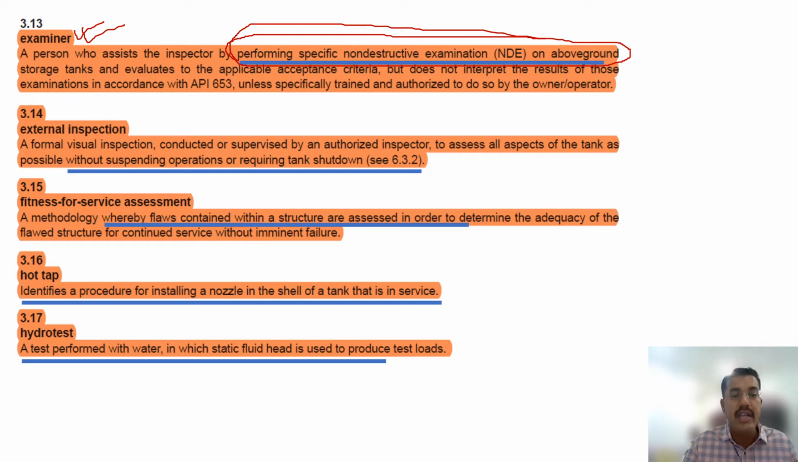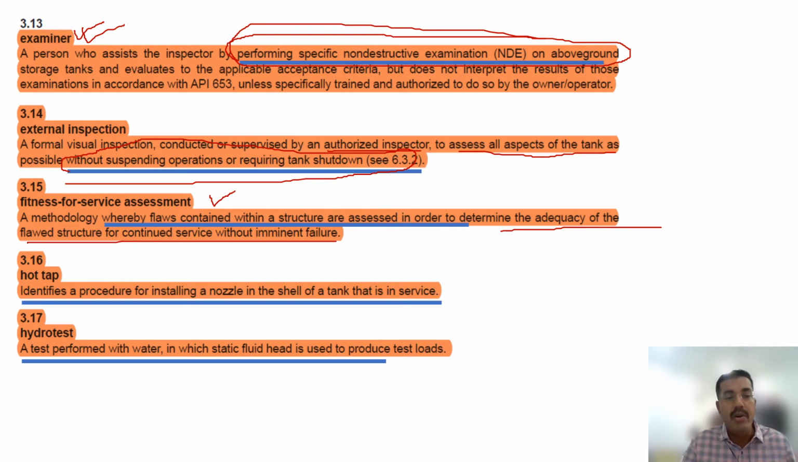External inspection is a formal visual inspection conducted or supervised by an authorized inspector to assess all aspects of the tank as possible without suspending operations or requesting tank shutdown. External inspection means we are just doing the external inspection. No need to shut down the tank. Fitness for service, as I told you, you have to remember API 579-1. A methodology whereby flaws contained within a structure are assessed in order to determine the adequacy of the structure for continued service without imminent failure is called FFS.